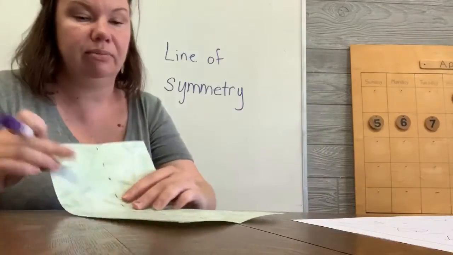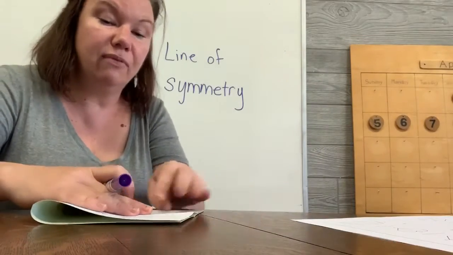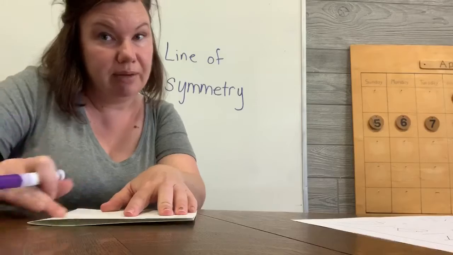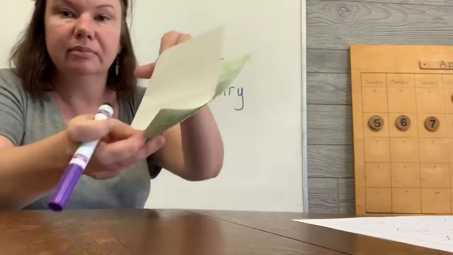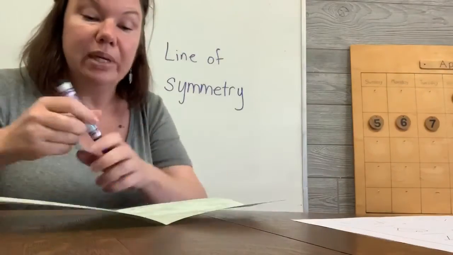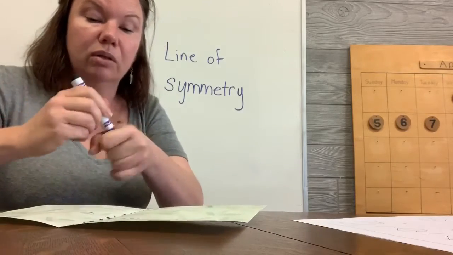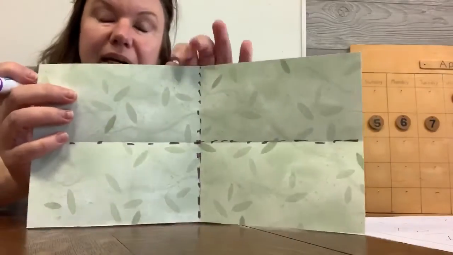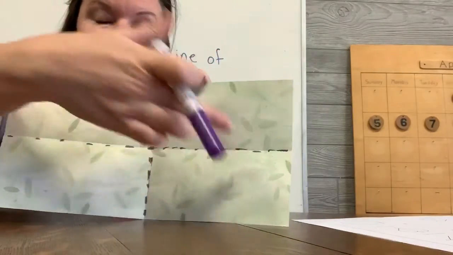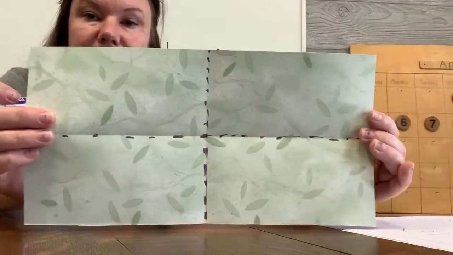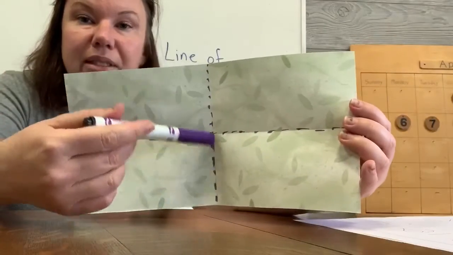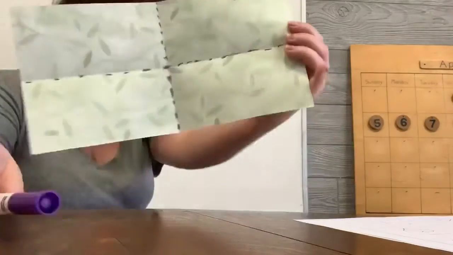What else could we do? What if we fold it this way? Can we create another line of symmetry? We did, because it is the same, it is symmetrical. One side of the dotted line is the same as the other side. It's symmetrical. Here's the line of symmetry. Are there any more?